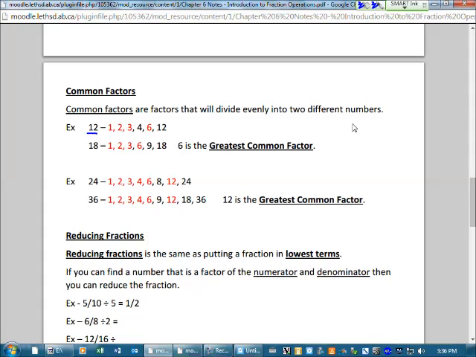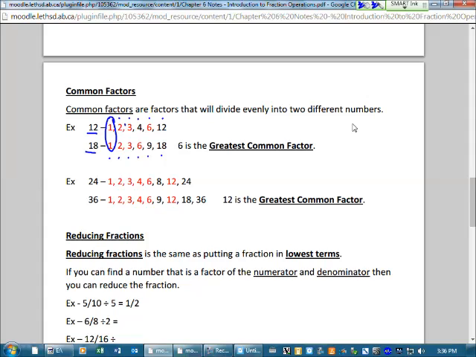So in this example, we're going to look at 12 and 18, okay? So first you list the factors of each of these numbers. So the factors of 12 are 1, 2, 3, 4, 6, and 12. For 18, and you'd use your divisibility rules and what you know, your multiplication and division facts to be able to figure out what the factors are. For 18, we've got 1, 2, 3, 6, 9, and 18. Okay, and so now we can identify our common factors.